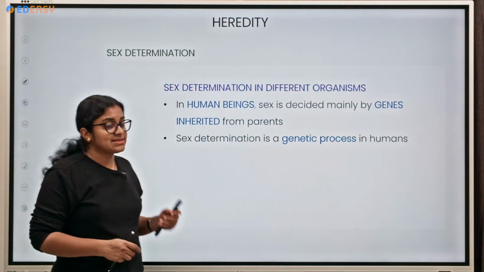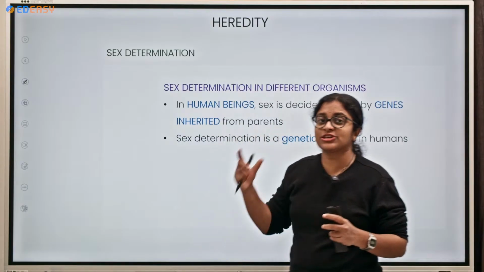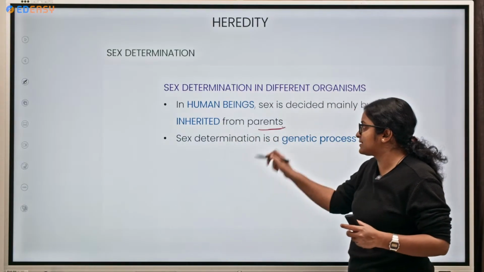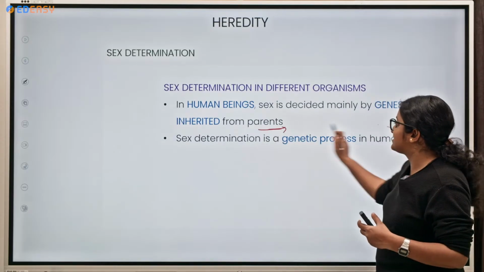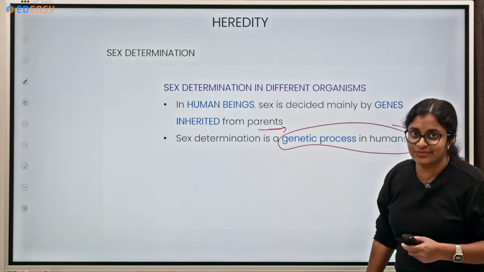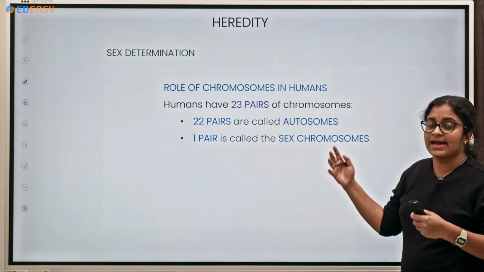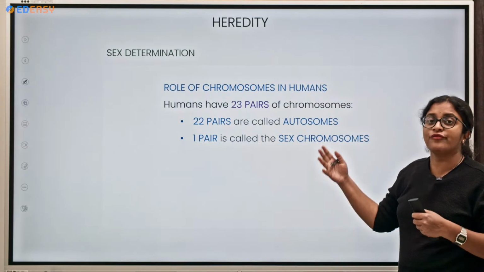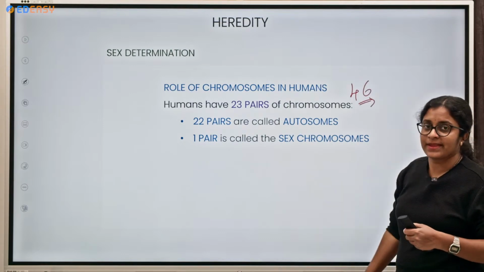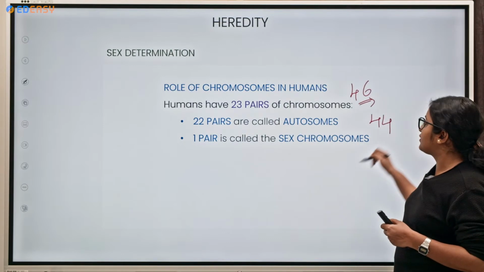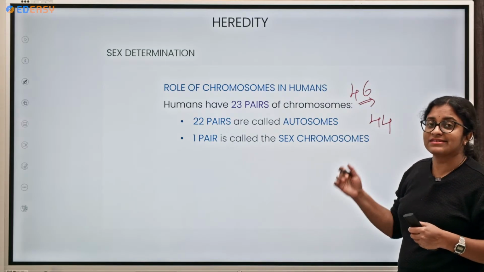In human beings, there are specific genetic characteristics inherited from the parents, and these determine the sex of a child. This is a genetic process in humans. So then how does this work? We know the role of chromosomes. In humans, a total of 23 pairs, meaning 46 chromosomes, are present. Out of them, 44 are autosomes, meaning 22 pairs are autosomes. One pair is called the sex chromosomes.